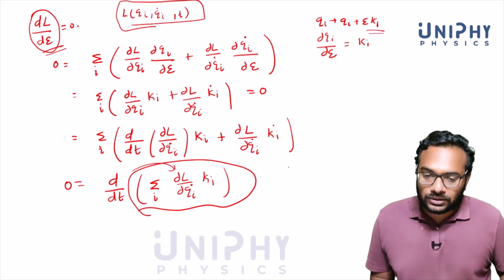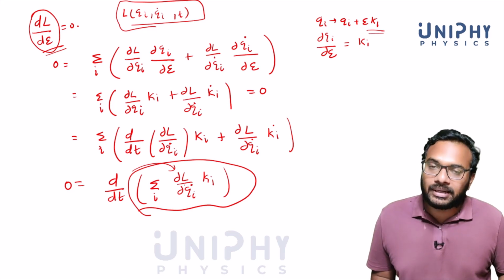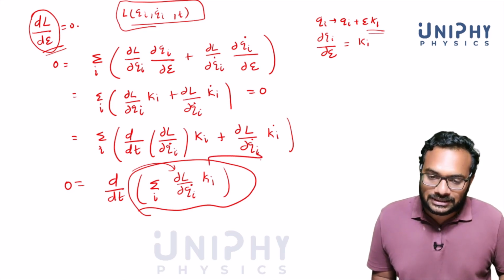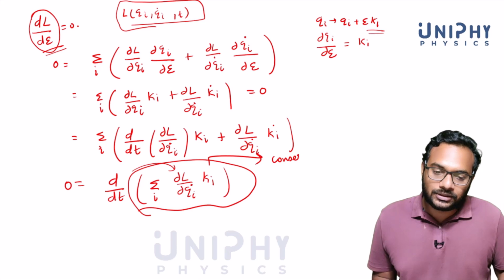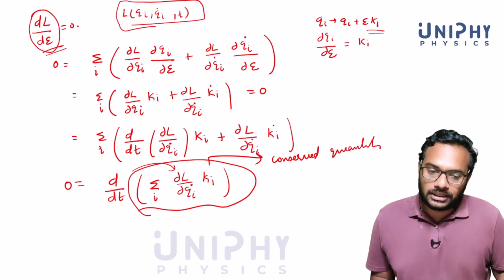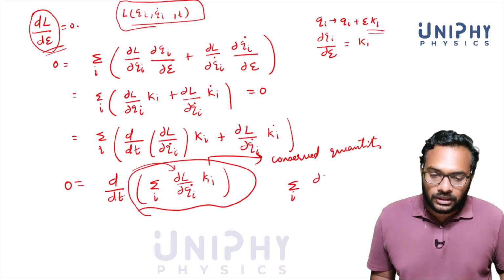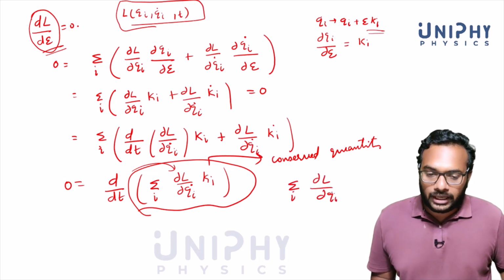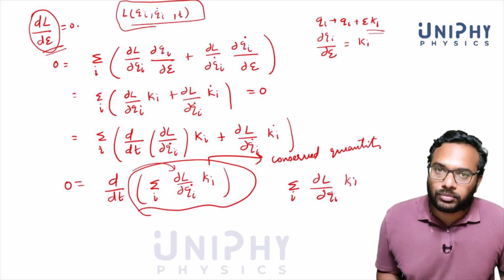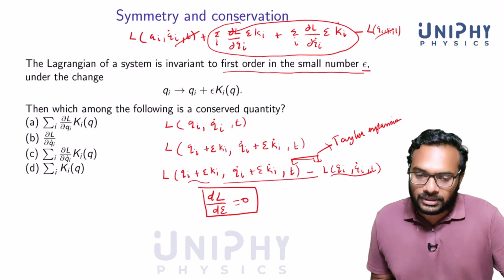All right. So the conserved quantity here is because d by dt of something is 0. This means that this is a conserved quantity. It does not change with time. Okay. So the conserved quantity is summation over i of ∂L/∂qi dot times ki. We can call this a conserved momentum, but it need not have the dimensions of momentum.